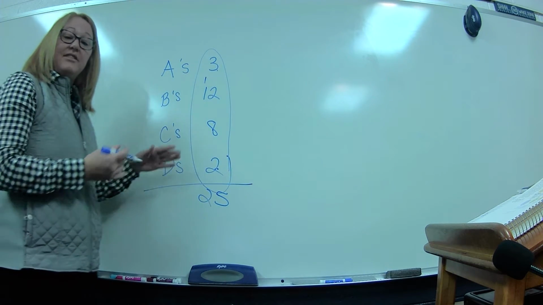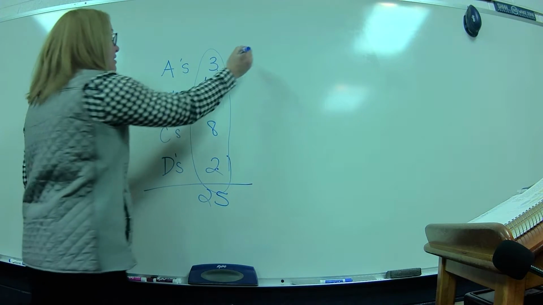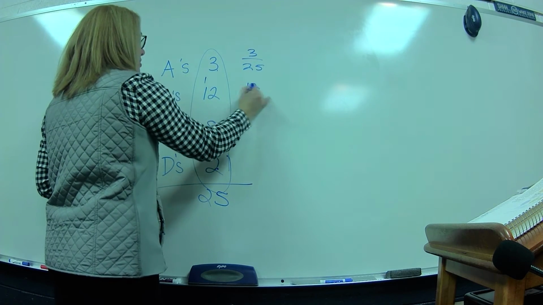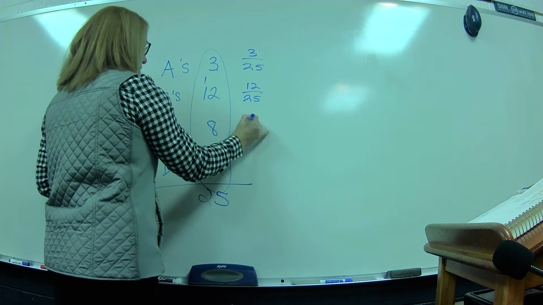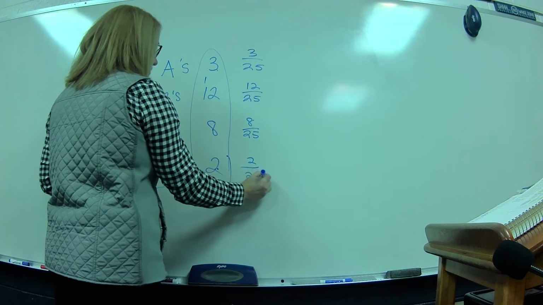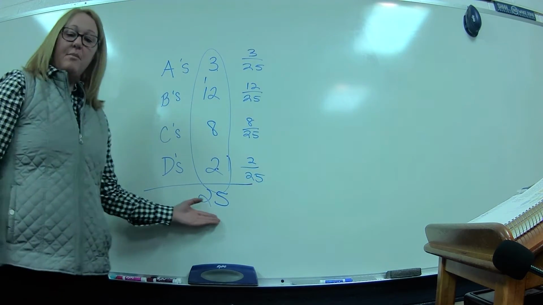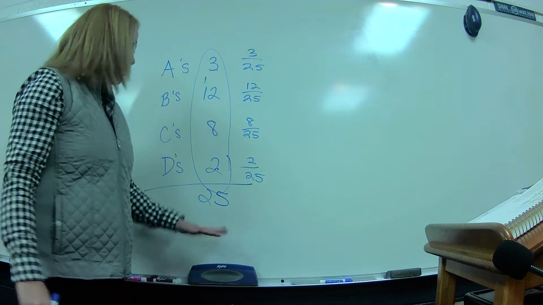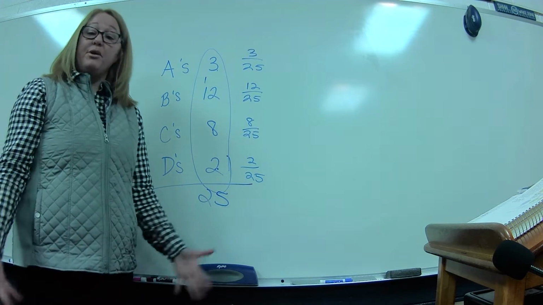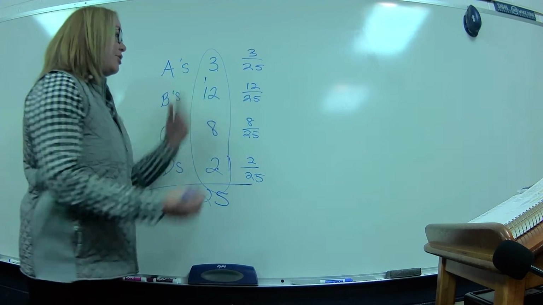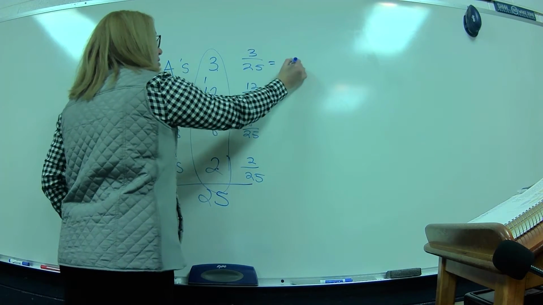So now I need to set these up into fractions. This would be 3 25ths. This will be 12 25ths. This will be 8 25ths. And this will be 2 25ths. Now, I did use a number that evenly goes into 100 to demonstrate this to start with. So, again, we're going to put these into a percentage of 100. And so now we're going to put these over 100.